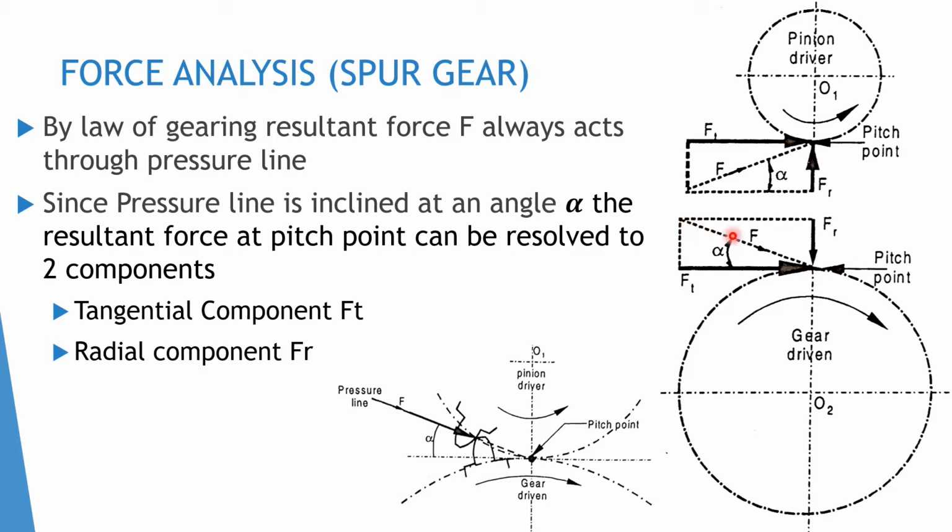And here the force acts at an angle alpha with the common tangent, and this force F can be resolved into two components: Ft along the tangential direction, known as the tangential component, and this is the radial component. This radial component tries to separate the two gears. By the law of gearing, the resultant force F always acts along the pressure line.